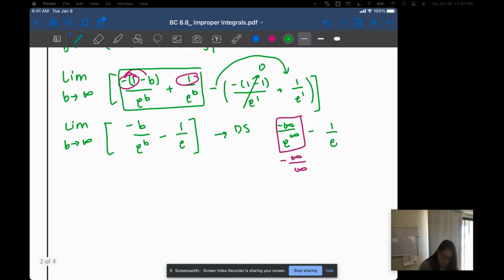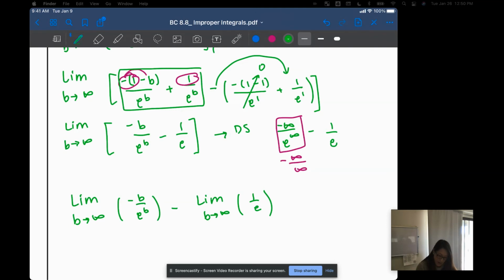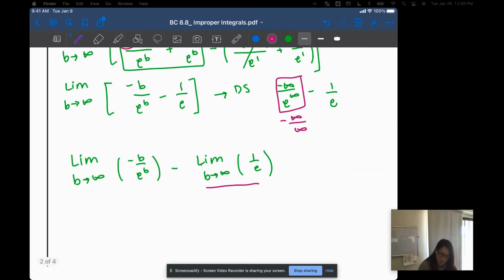Okay, so I'm going to split up my limit to be the limit as b goes to infinity of negative b over e to the b, minus the limit as b goes to infinity of 1 over e. And since I can just evaluate the second one, it's just 1 over e. So I'm just going to go ahead and evaluate that to 1 over e.